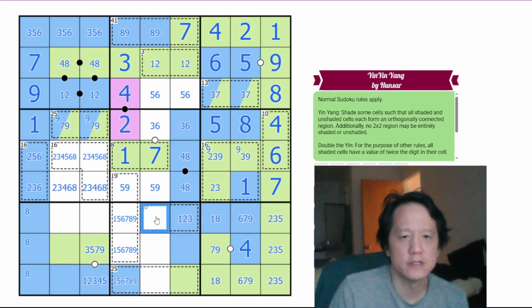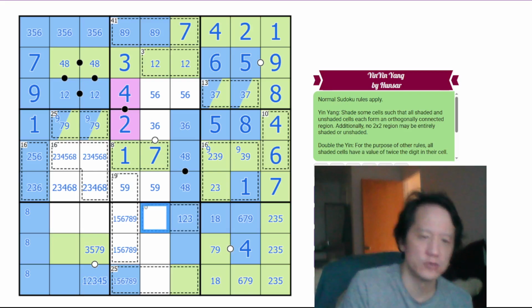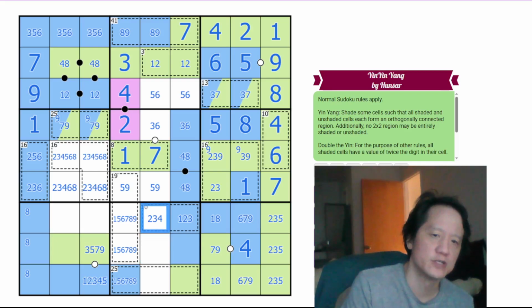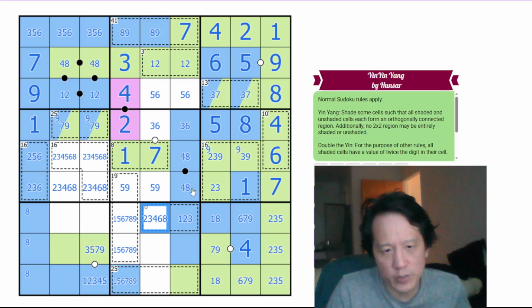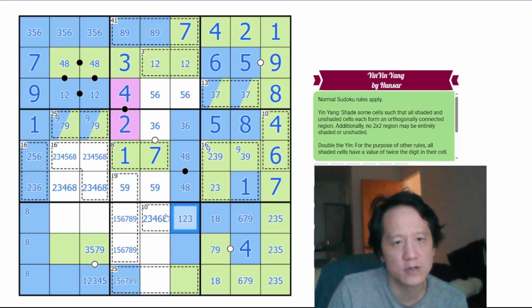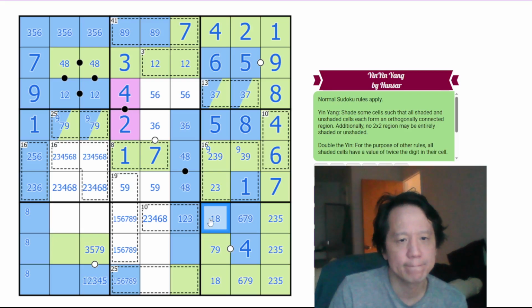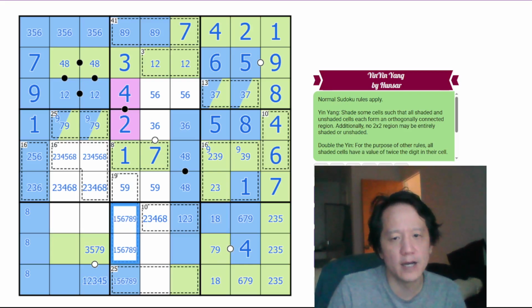Okay, let's see. We have 1 doubled. It could be with 4 doubled. 2, 3 doubled with 2, 3 is possible. 1 doubled would be 2 with 8. 2 doubled would be 4 with 6. And 3 doubled would be 6 with 4. So these are the possible combinations here. One cannot be here.